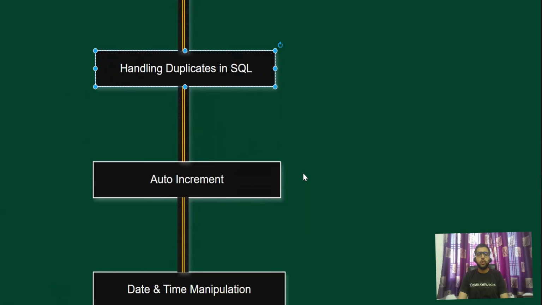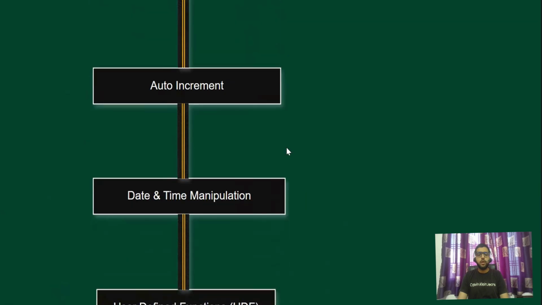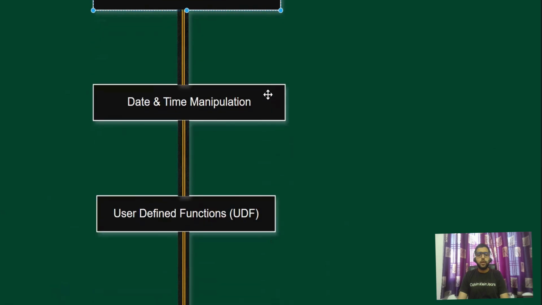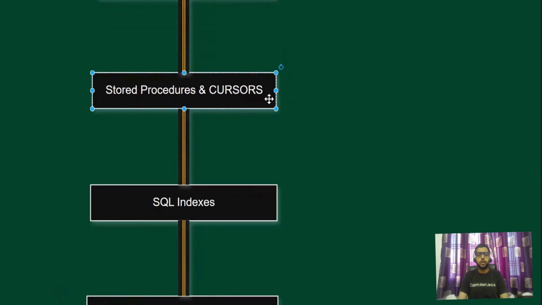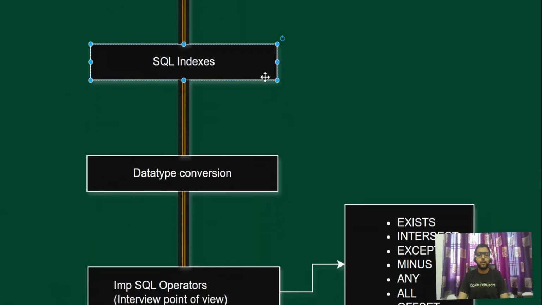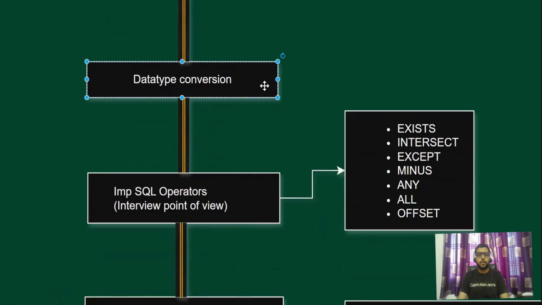Then we will talk about how to handle duplicates in SQL, how to use auto incrementing in SQL, and date and time manipulation in SQL. We will see UDFs, which are user-defined functions in SQL. Then we will see what a stored procedure and cursors in SQL are, what SQL indexes are, and what the data type conversions in SQL are.